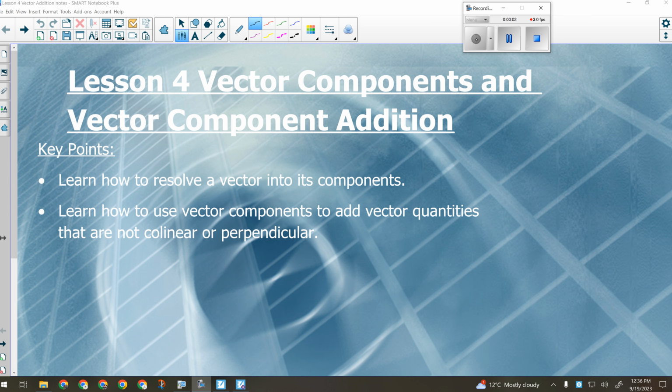So yesterday we talked about the conventions and fundamentals of vector addition. Quick review: I always represent vector quantities as an arrow. The length of the arrow represents the magnitude. The direction the arrow is pointing represents the direction. Okay?